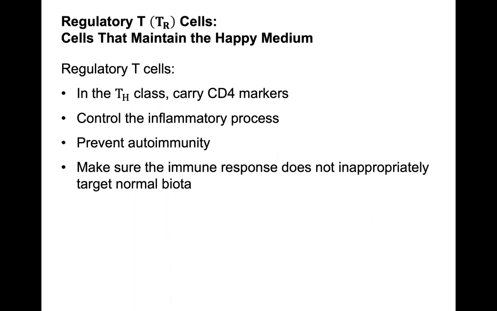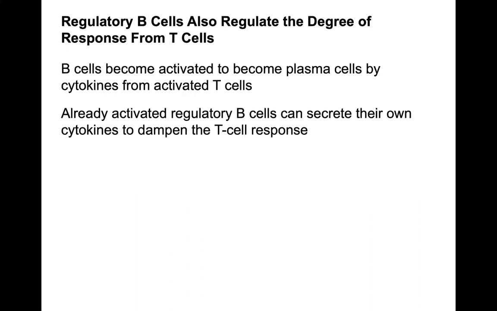The regulatory T cells in the helper T cell class carry CD4 markers. They control the inflammatory process, they prevent autoimmunity, and they help to make sure the immune response does not inappropriately target your own normal microbiome. The B cells become activated to become plasma cells by cytokines from the activated T cells. Already activated regulatory B cells can secrete their own cytokines, which will help to dampen the T cell response.